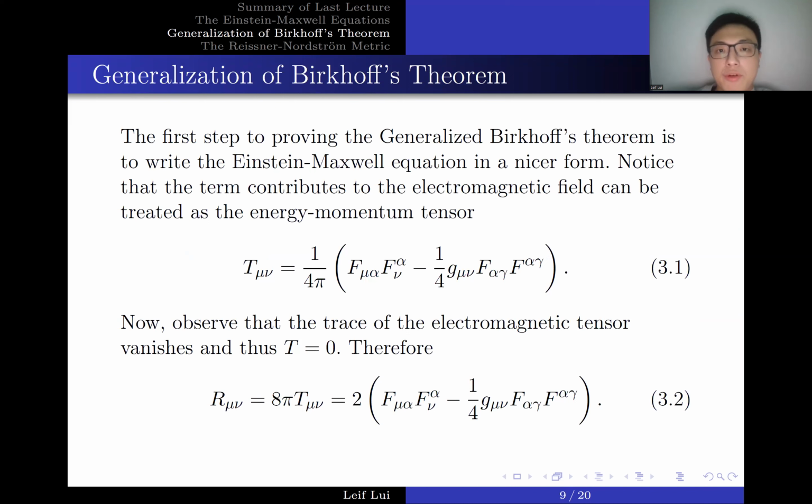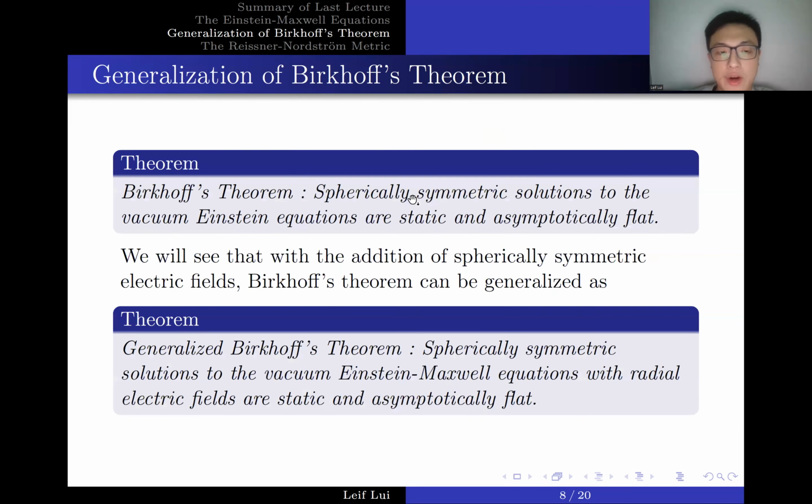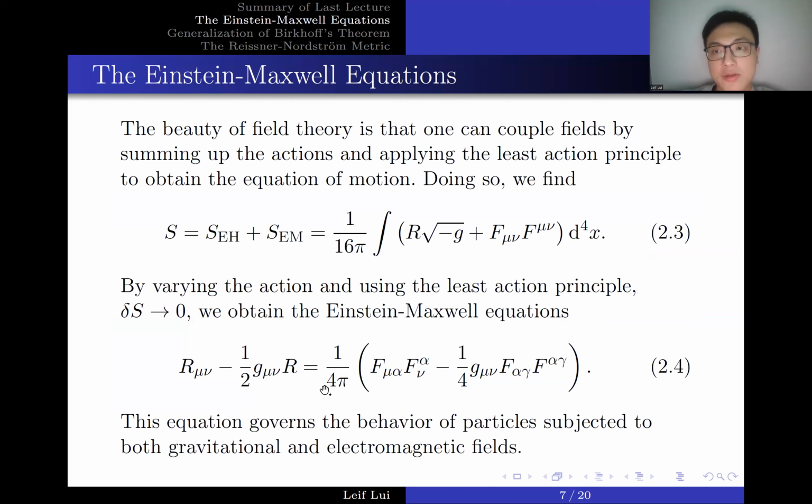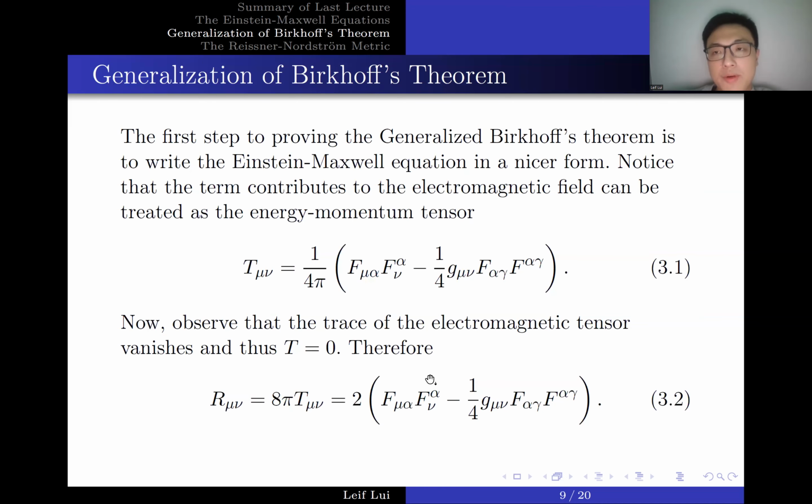The first step in proving the generalized Birkhoff's theorem is to write the Einstein-Maxwell equation in a nicer form. Notice that the term that contributes to the electromagnetic field can be treated as an energy momentum tensor. So if we go back here, this is simply the Einstein tensor, right? But we can always write this part as the energy momentum tensor part.